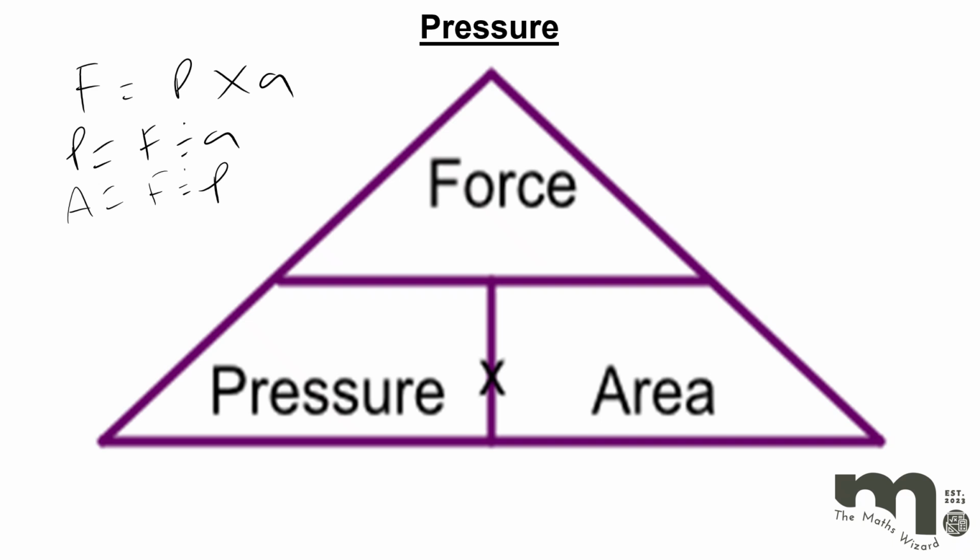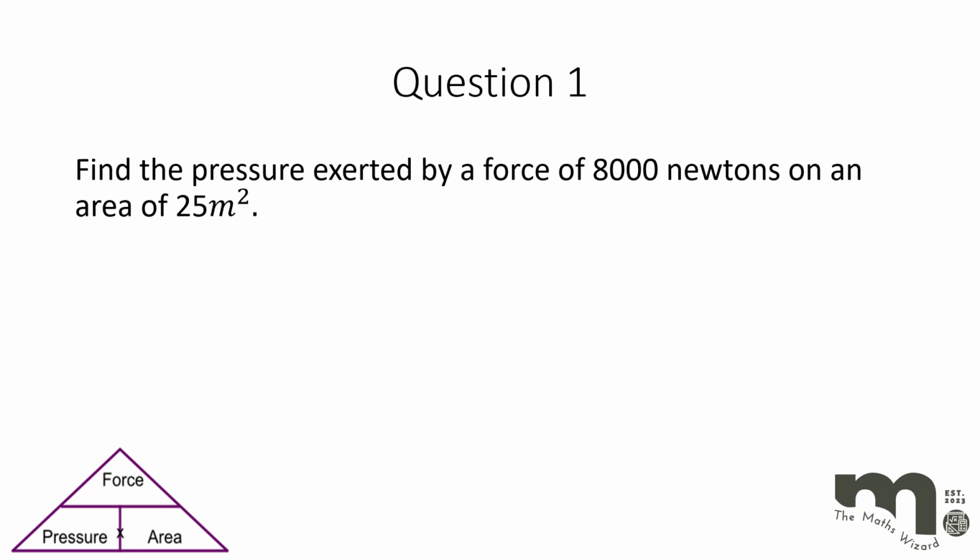So let's go and take a look at perhaps three examples of this, just to practice using this formula. Okay, so we need to find the pressure exerted by a force of 8,000 newtons on an area of 25 meters squared. So I'll just give you the measurement for this. So it's newtons per meter squared. So whenever you've got your force in newtons and your area in meters squared, you're working out how many newtons of force are being applied to that particular area, which is in meters squared.